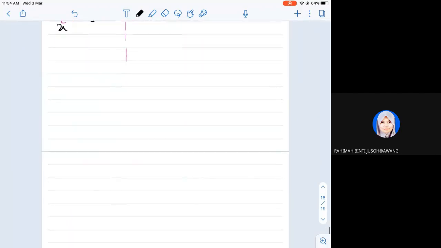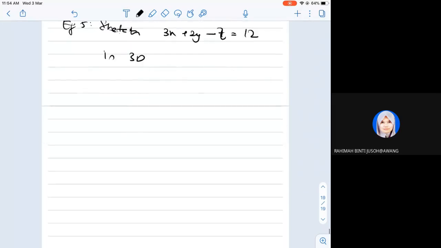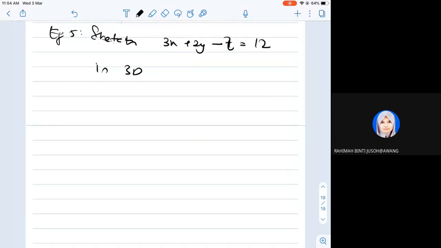Okay, last question. Example 5: Sketch 3x plus 2y minus, let's say 10 pula, minus z equals to let's say 12 in 3D. Kali ni dia ketiga-tiga sekali. So what happened? Guys, sama juga solution. Alihkan dulu. Tak payahlah alihkan, dia mana duduk sebelah kiri. Salah madam. Tak apa. Nice try.